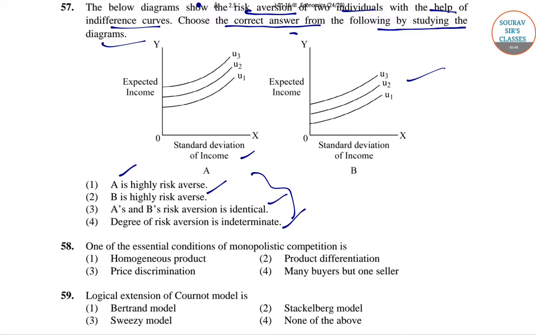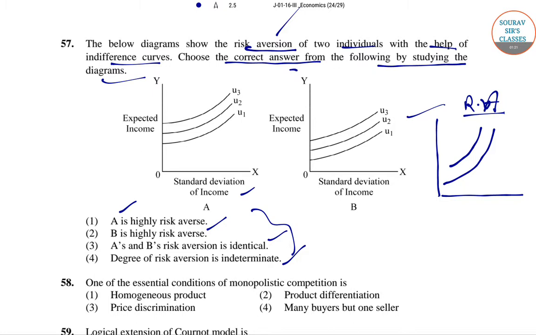So we know that there are indifference curves for various types of individuals. We know for a risk averse individual the indifference curve will look like this. So for the risk averse individual, the indifference curve will look like this. It shows the risk aversion of two individuals with the help of indifference curves.